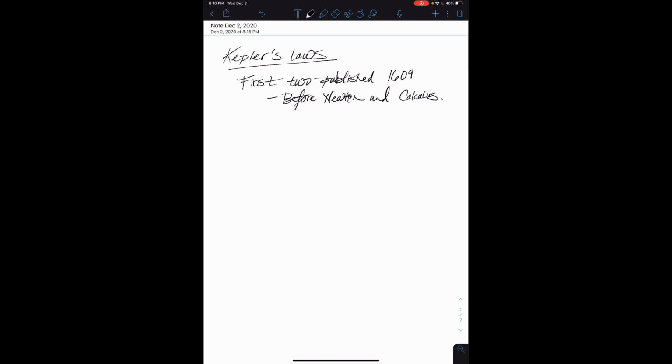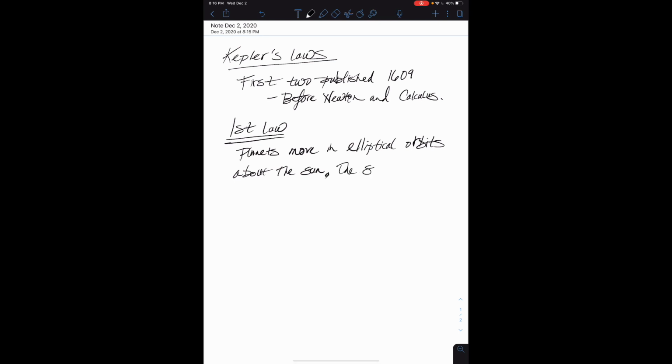Okay, so what is the first law? Kepler's first law is pretty simple. It just states that planets move in elliptical orbits. And when they do that, about the sun, and I also want to write there, the sun is at one of the foci.